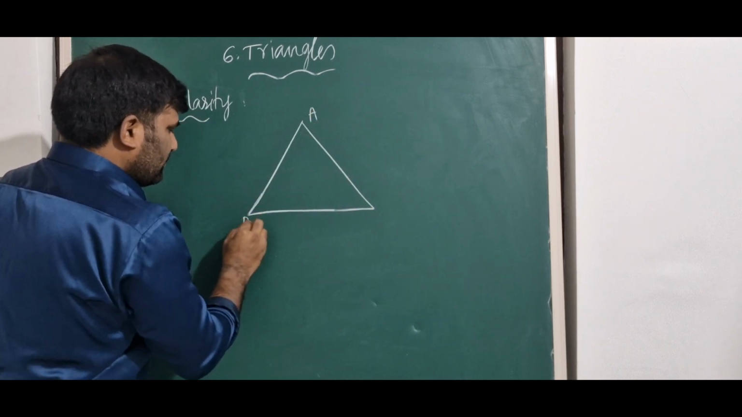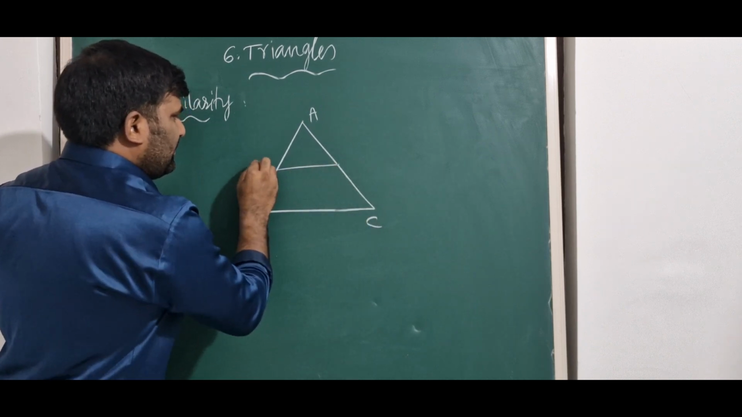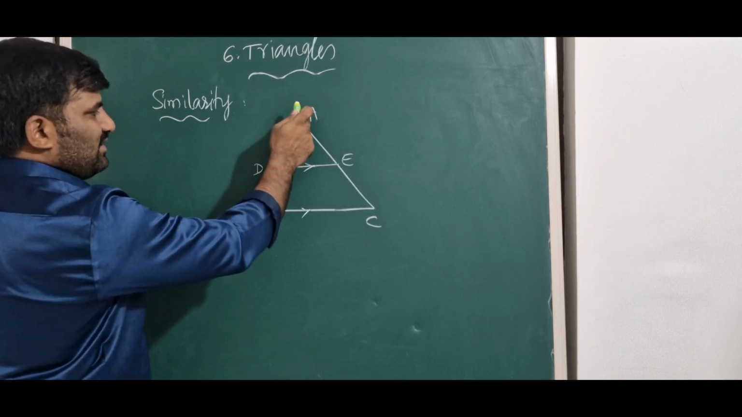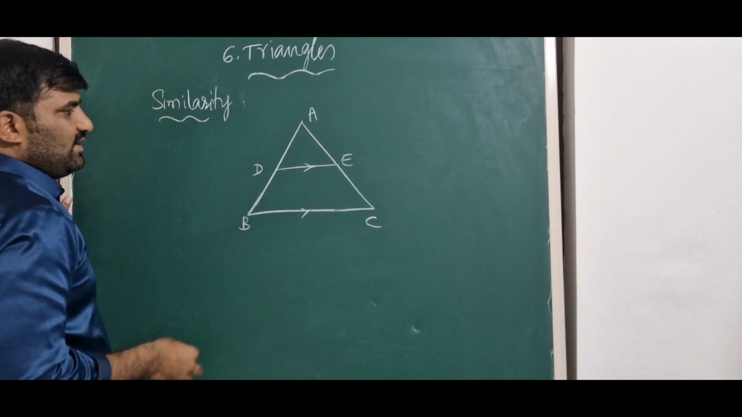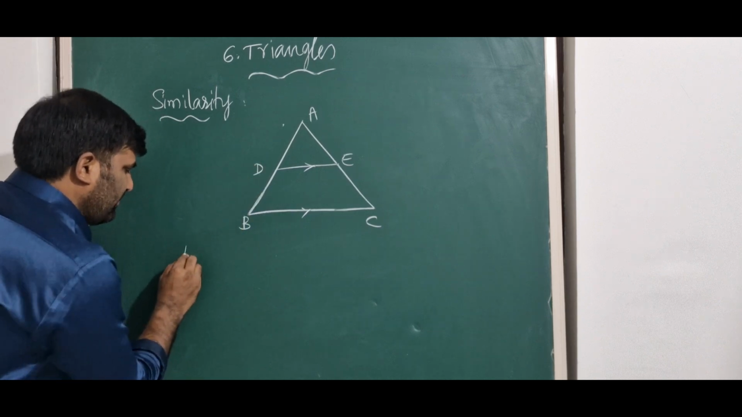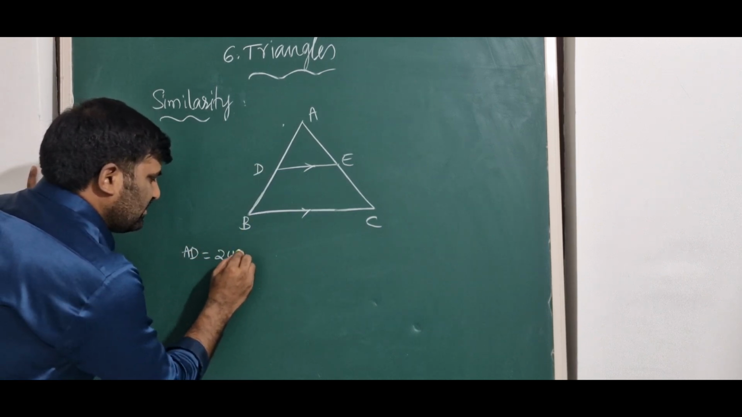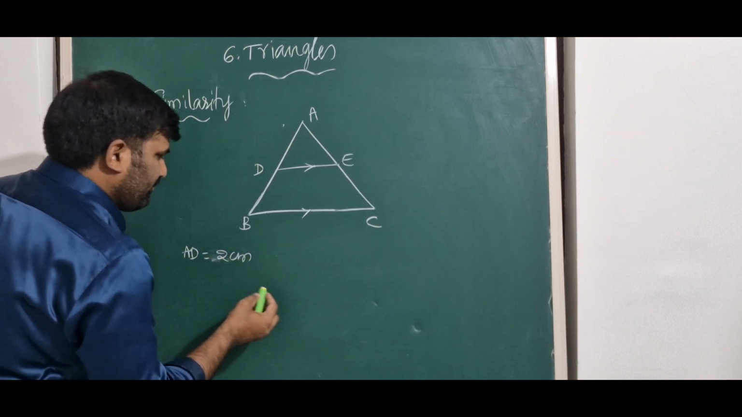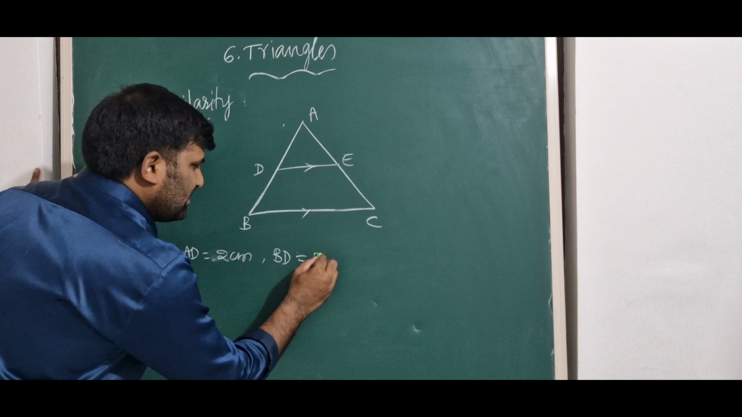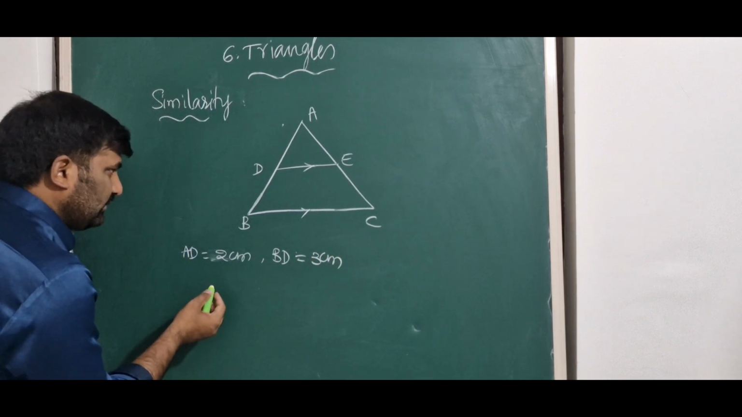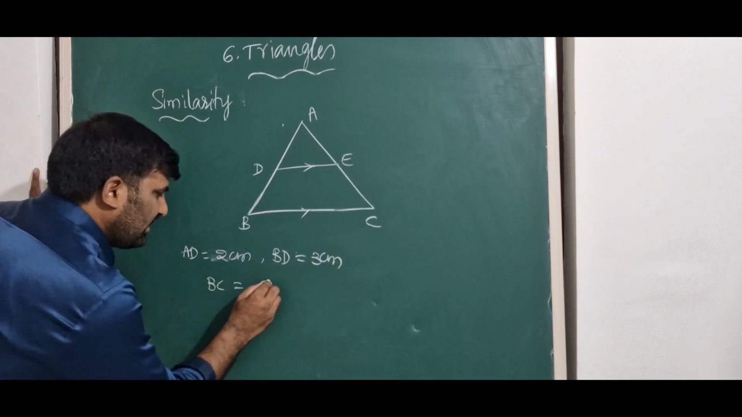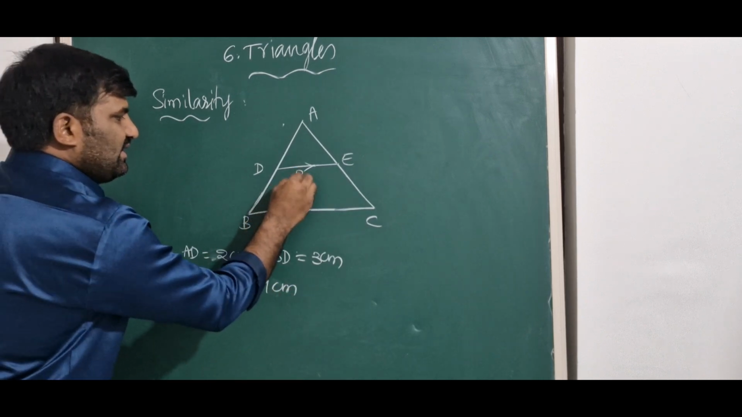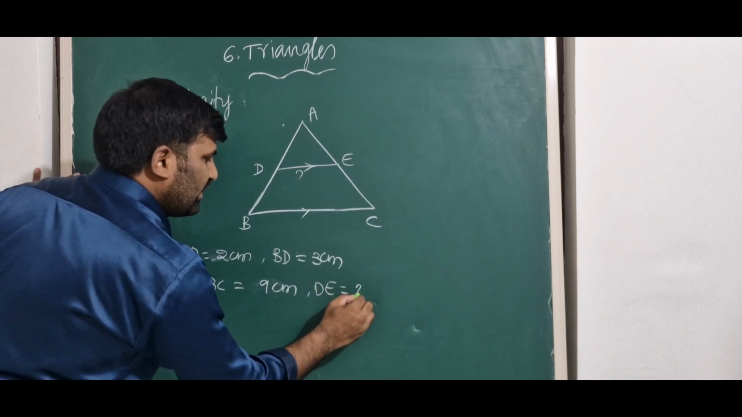If ABC is a triangle, DE is parallel to BC, and D and E are points on the sides AB and AC. Here AD is given. I am giving one example here. AD is equal to 2 centimeters or units, and BD is equal to 3 centimeters and BC is equal to 9 centimeters. Then find DE. DE we need to find. See how to find this.